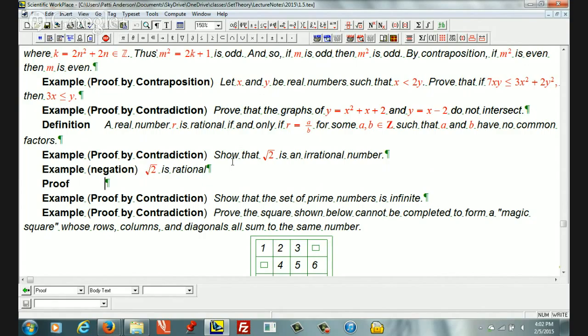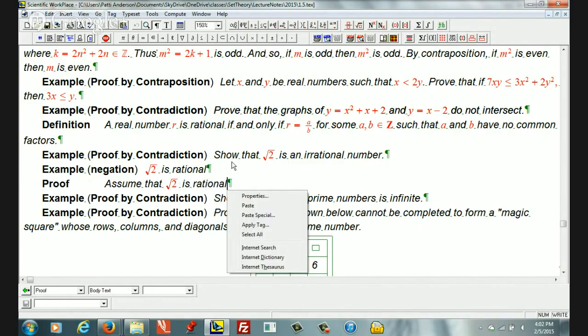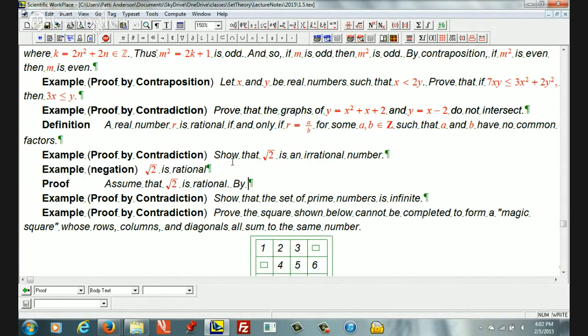So what's the hypothesis? Assume that the square root of 2 is rational. Now, apply your definition of rational. One number over another, a fraction. There exist two integers, a and b, with b not equal to 0. We can't divide by 0. And the greatest common divisor of a and b is 1. They have no common factors.